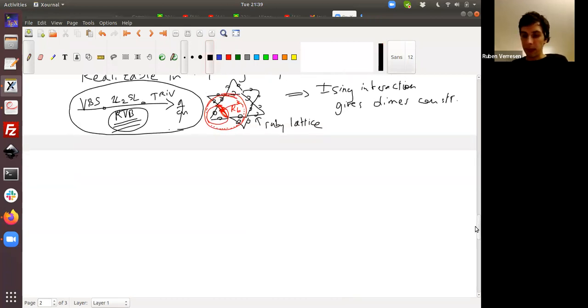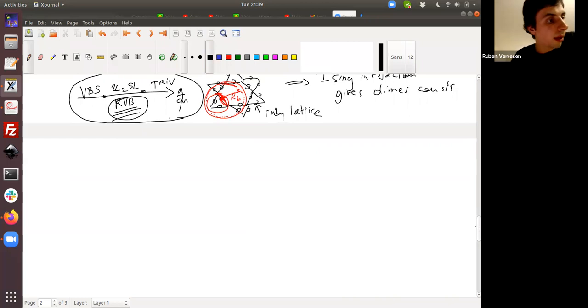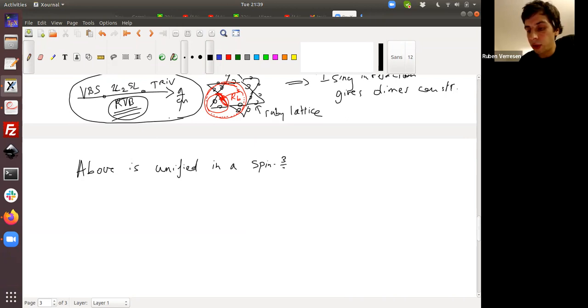All right. Good. So, the above, I mentioned a few models. The above are unified in a single model, which we can think of as a spin 3/2. I just use spin 3/2 as synonymous for a 4-level system. So there's no SU(2) symmetry or anything, just a 4-level system, a spin 3/2 Ising type model on the honeycomb lattice.